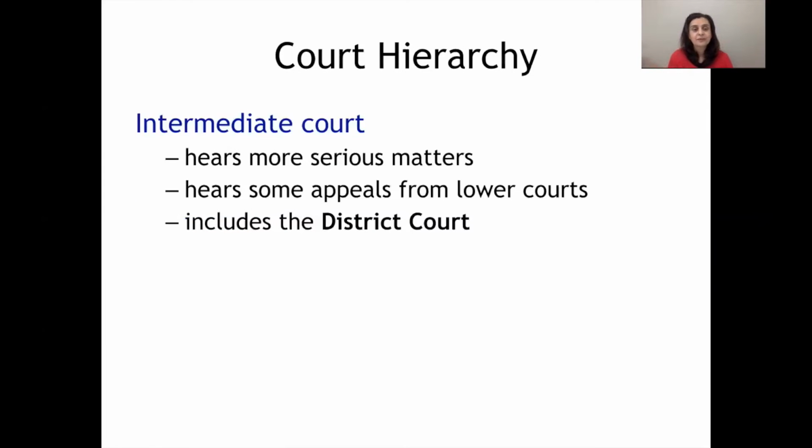Moving on, for example, to the intermediate court. The intermediate court hears more serious matters and also hears appeals from the lower courts. It includes the district court and is usually presided over by a single judge.